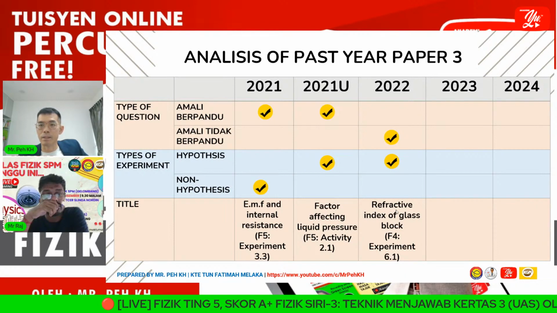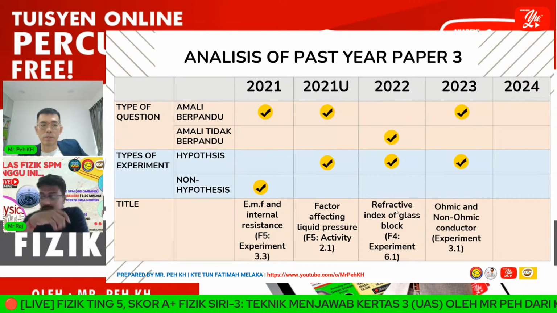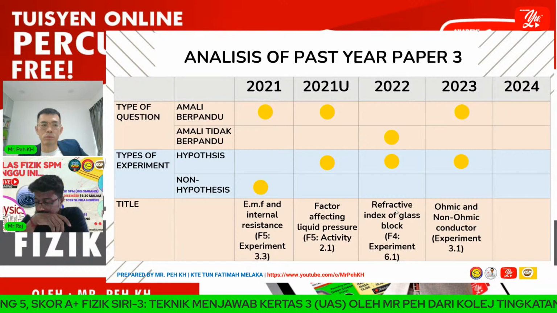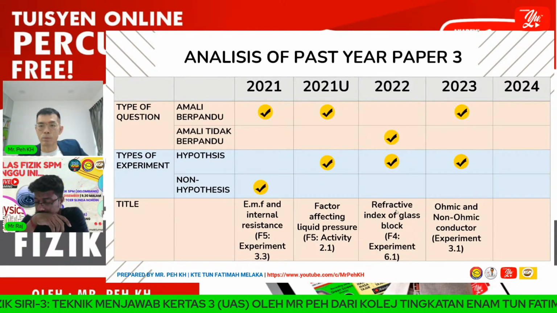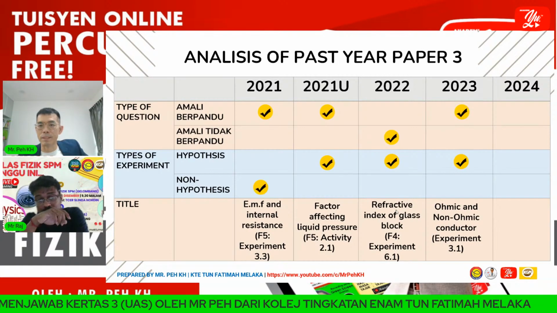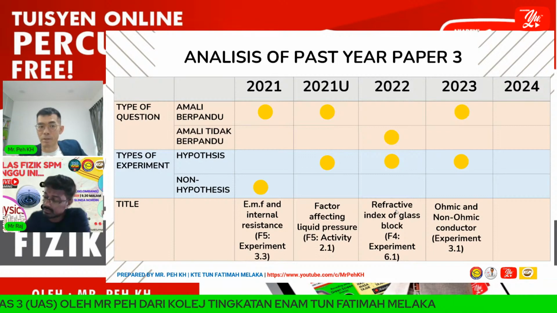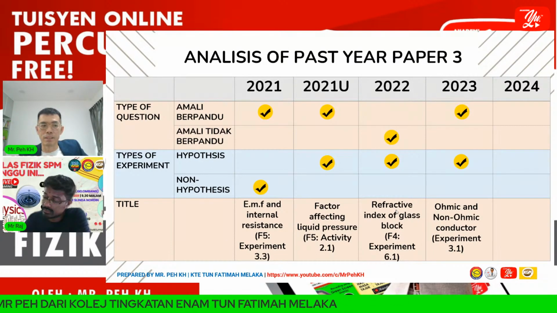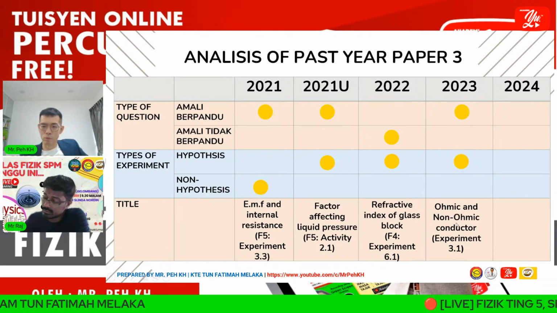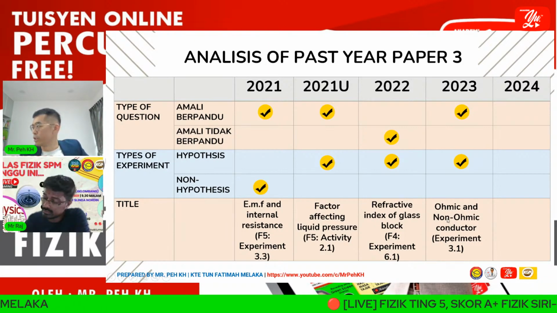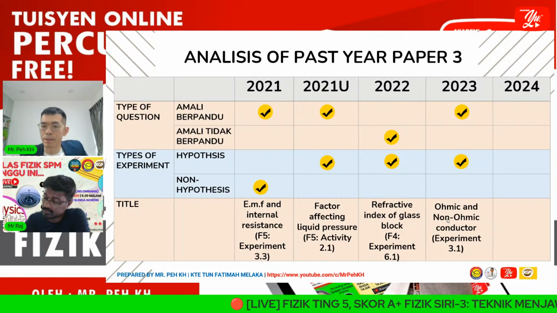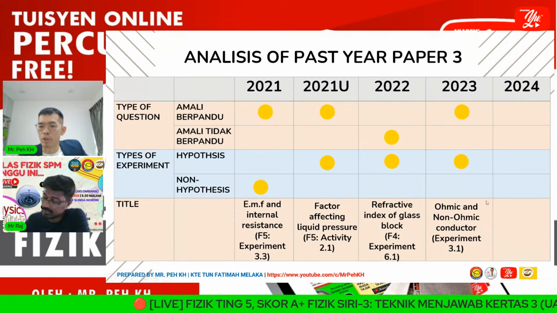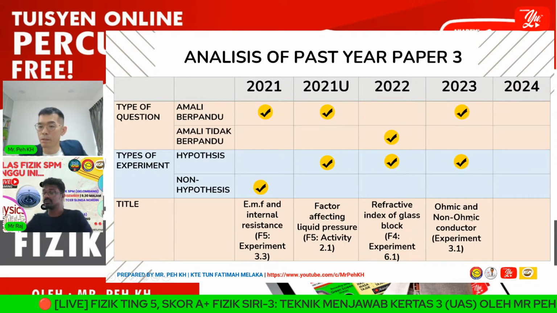And the last year is a question also related to amali berbantu. The procedure and the diagram are provided, and it is a hypothesis type of experiment. It is related to the chapter on electricity, where the question relates to ohmic and non-ohmic conductors.